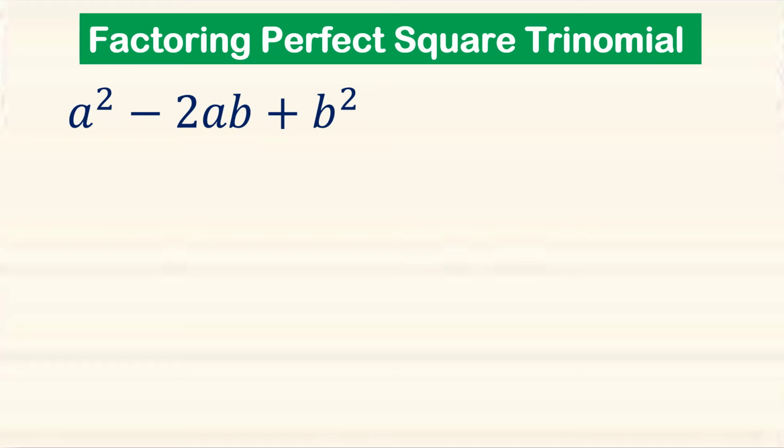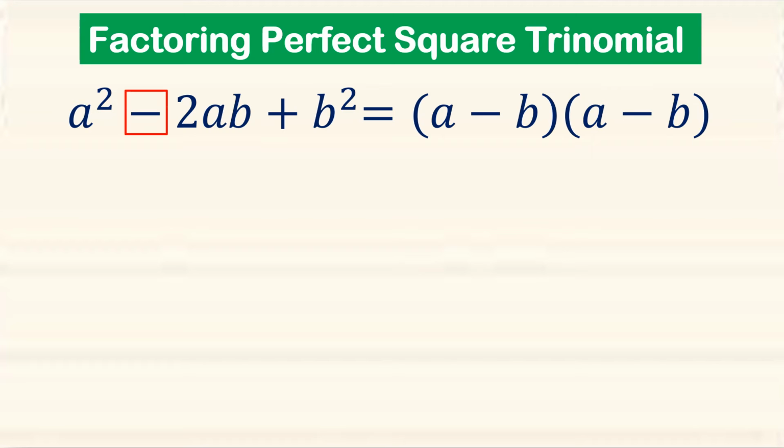Now let us have the other type of perfect square trinomial wherein the middle term is negative. So we have a squared minus 2ab plus b squared. So the factors are a minus b times a minus b. If the middle term is minus, we have minus and minus.